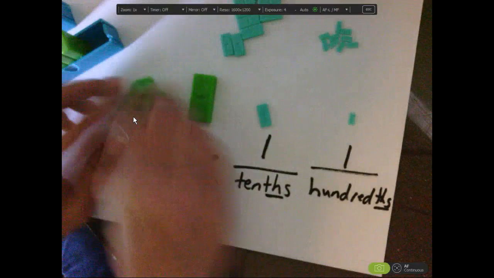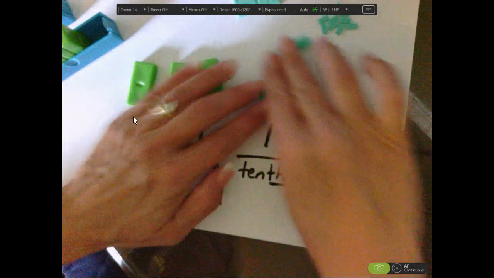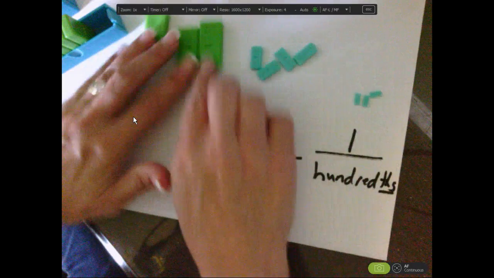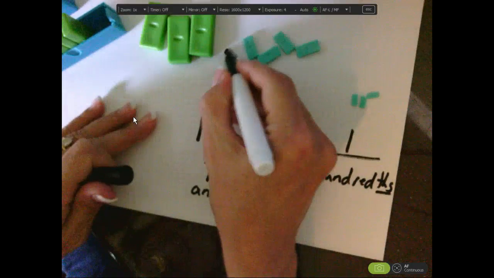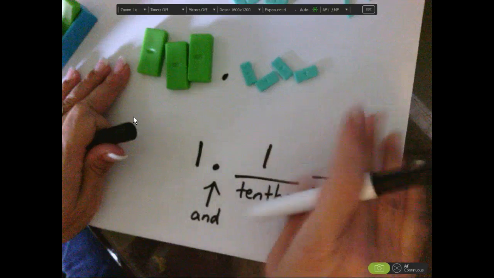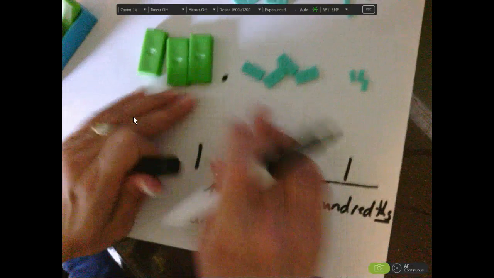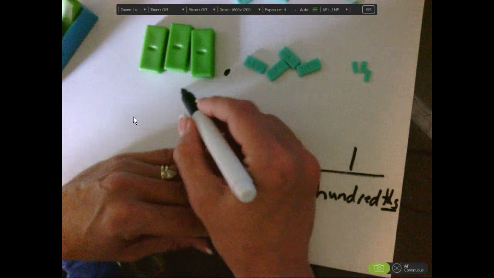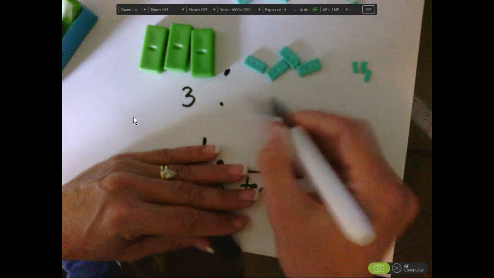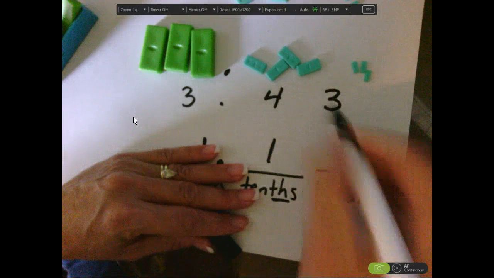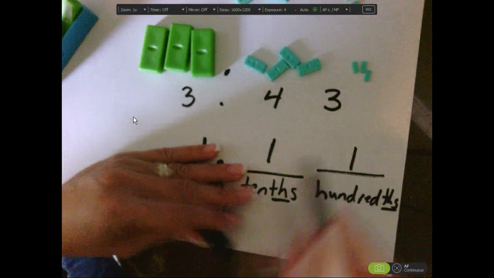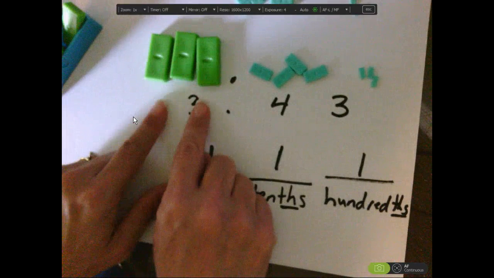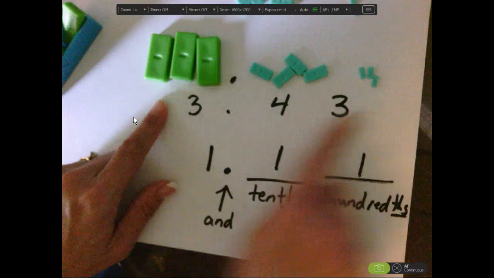So right now, if I was going to represent a picture, I could say that I have, and let's put our little decimal, because here's our wholes and here's our part of the whole. Decimals are the same things as fractions. They're part of a whole. So we have 3 and 43 hundredths.